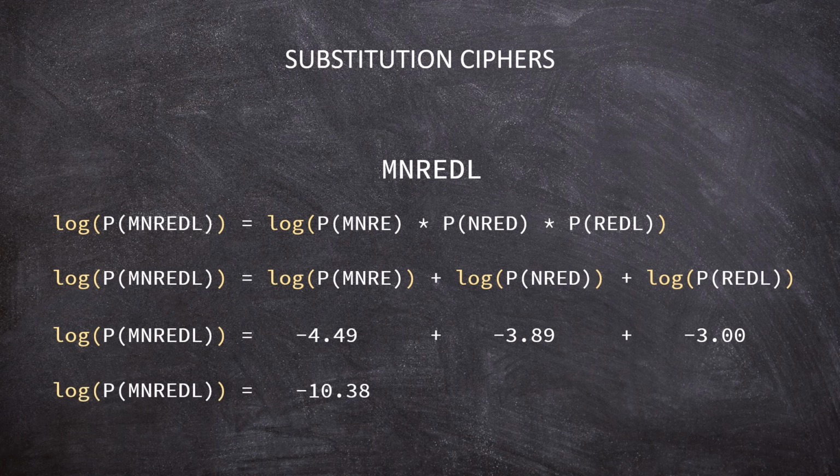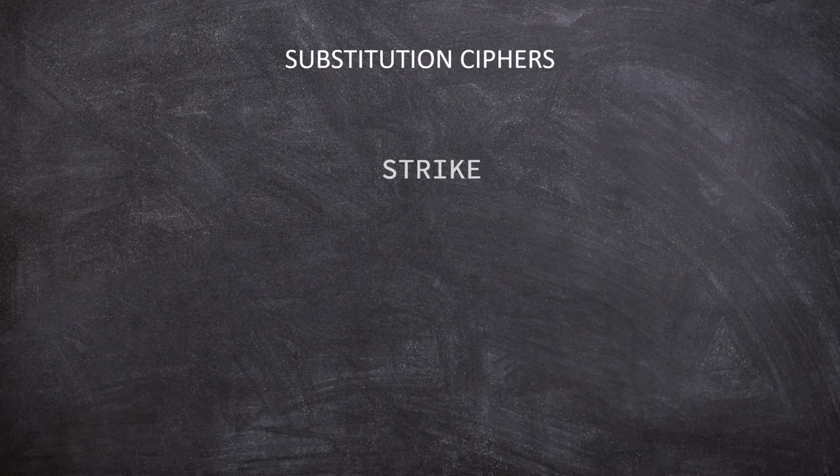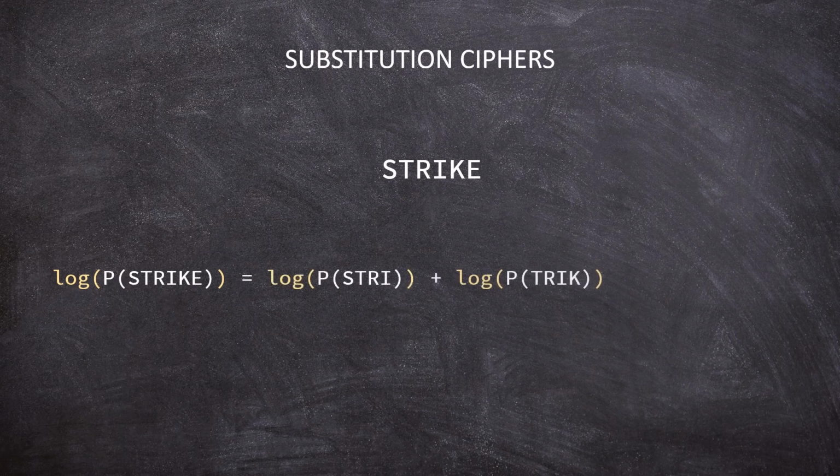and since we're now dealing with the addition of numbers rather than their multiplication, we can come up with numbers that are a lot more manageable for a computer. Again, this number is just a score, and it has no real meaning until we compare it with other letter sequences of the same length, so let's do that now. We once again take the word strike and add together the logs for the probability of each quadgram and come up with a score.